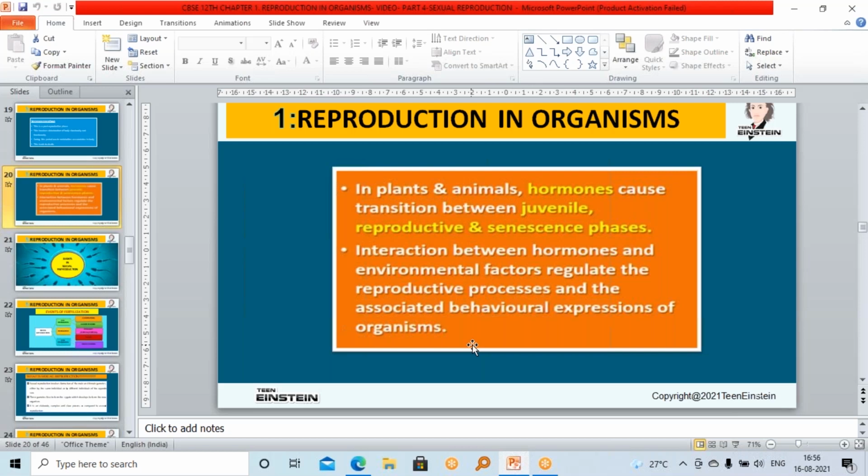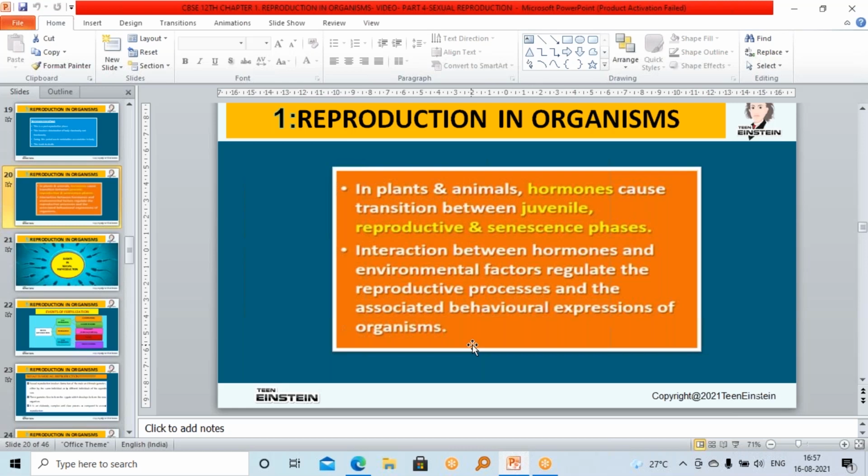There will be some hormonal changes from one stage to another. When an organism is moving, there will be some kind of hormonal changes. That will interact with the external environment, and that will regulate the whole body process or the whole phases in the life cycle. So when it is moving from the juvenile stage to the reproductive stage, and finally reaching the senescence phase, these hormonal changes will interact with the external environment, and that may cause the behavioral or morphological changes of that particular organism.